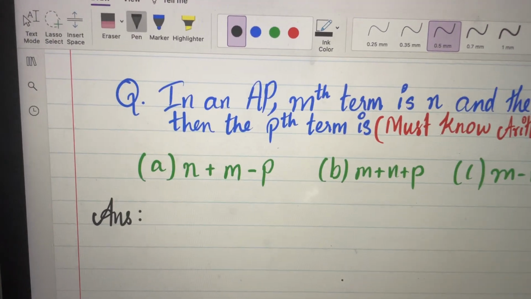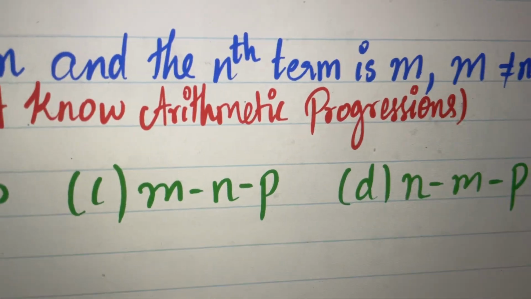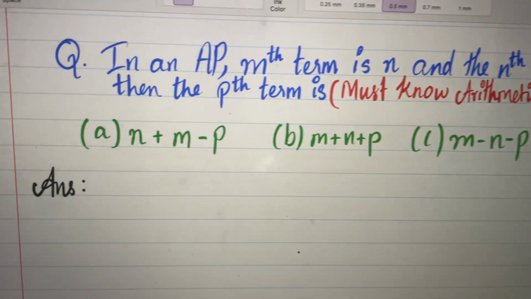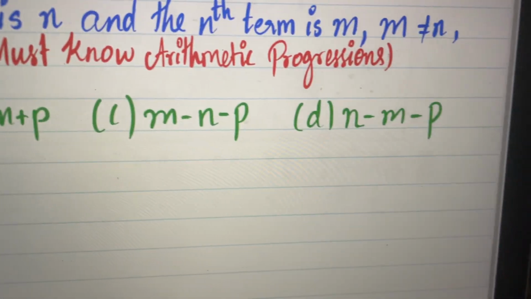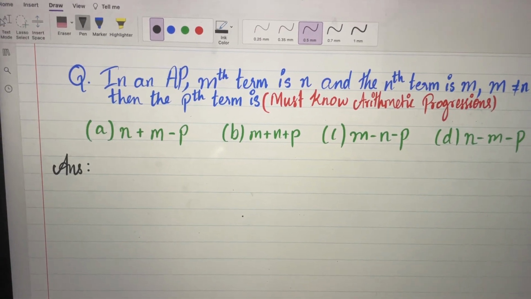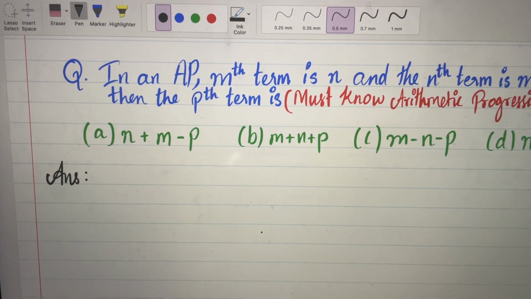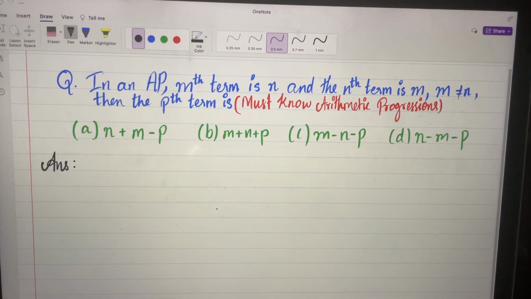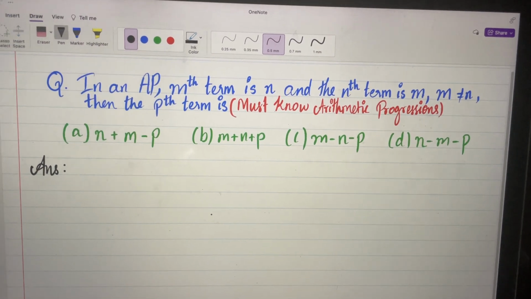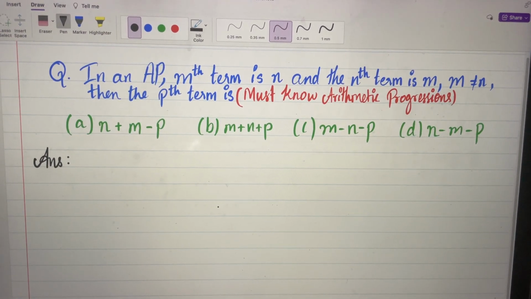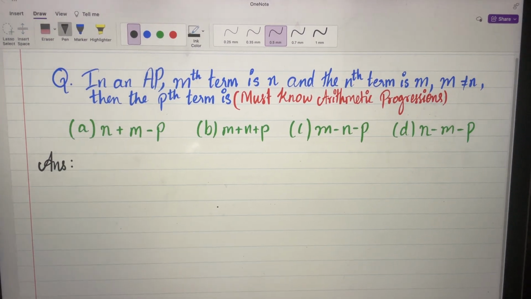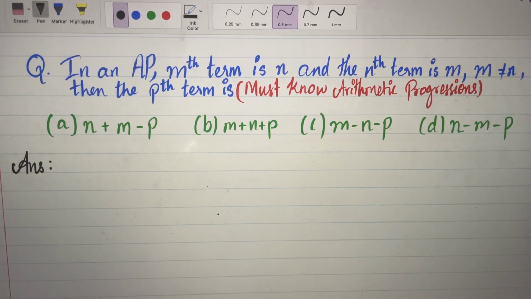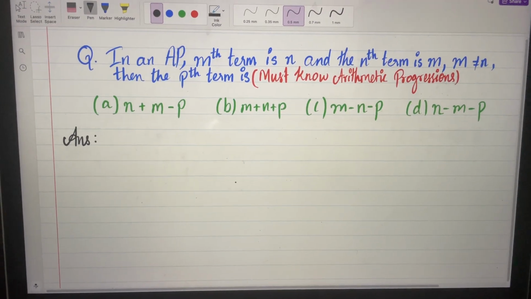Alright, we have a question here, and you must know arithmetic progressions, and we have options. That's cool. I think this is our first time doing a question with options. Alright, I'm gonna leave this question for y'all to solve in 3, 2, 1. Okay, I think y'all have solved this question. Let's see the solution, shall we?